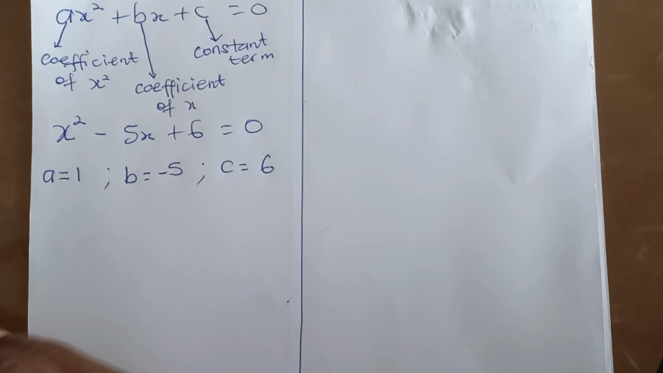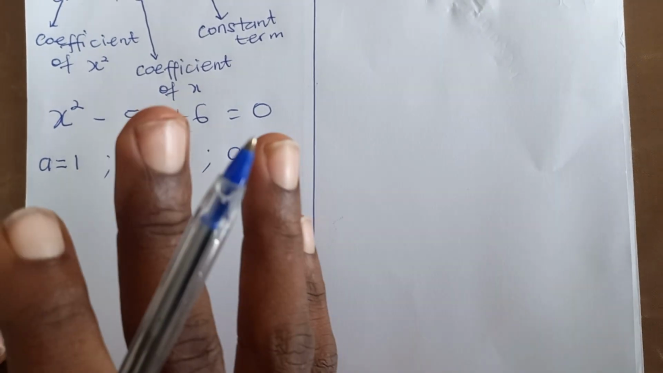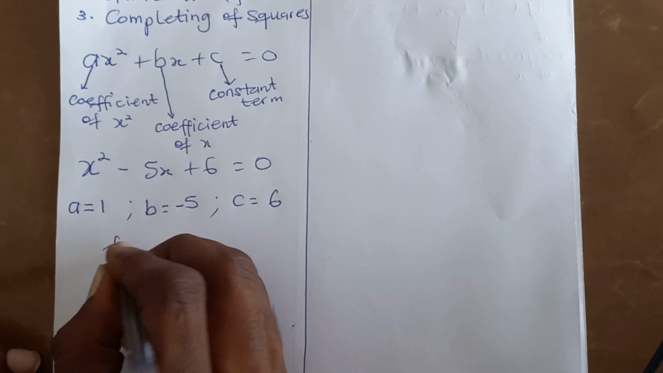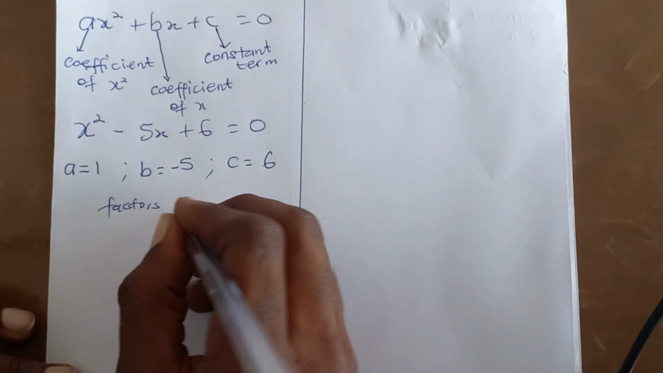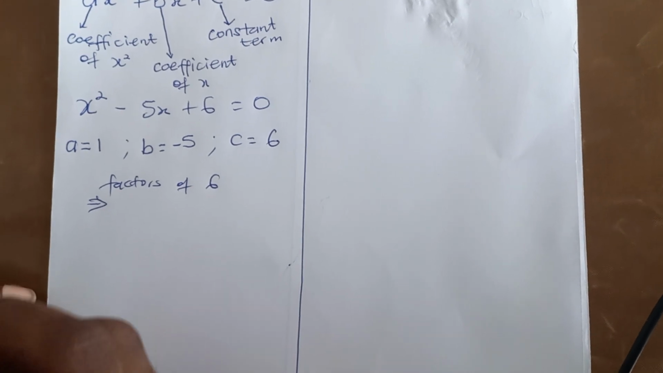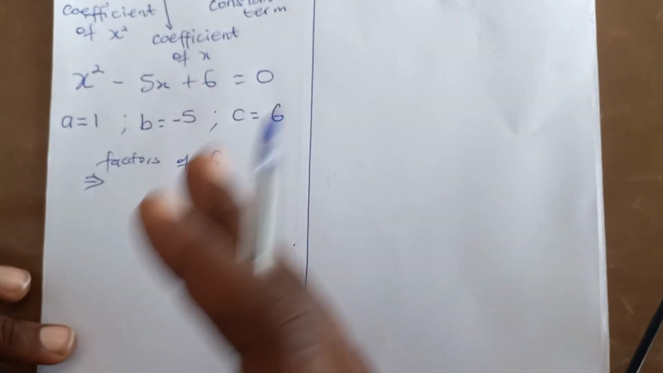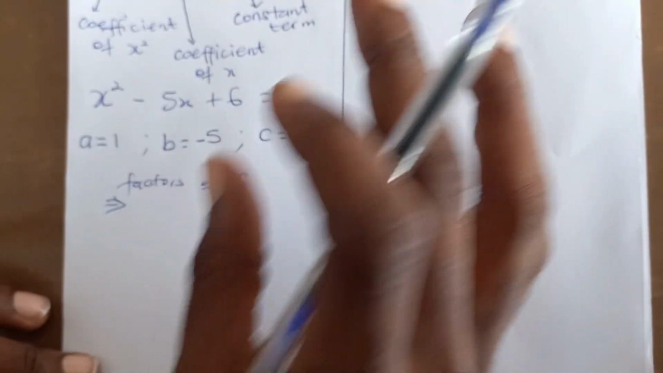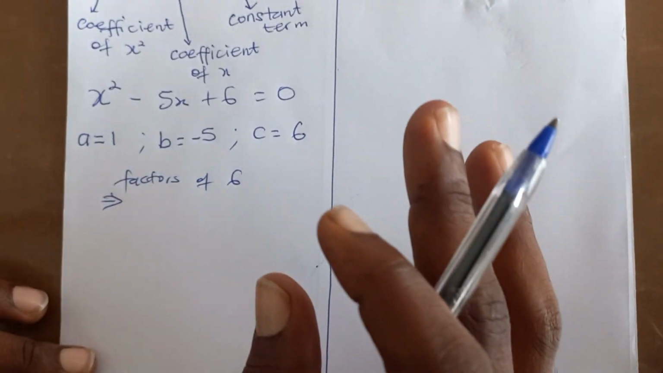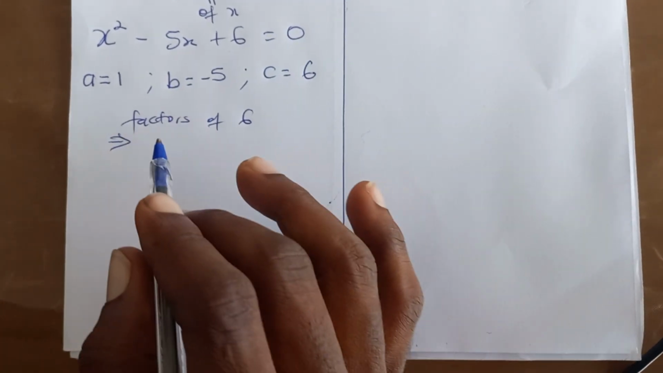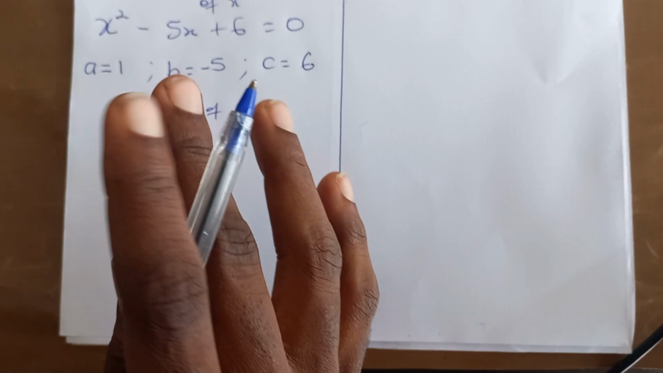So, for us to start, we need to list the factors of 6. Factors of 6 are the numbers that, when you multiply, you get 6. That's what we call factors of 6.